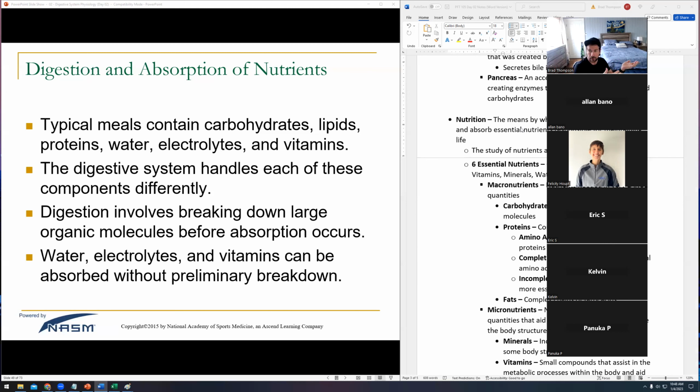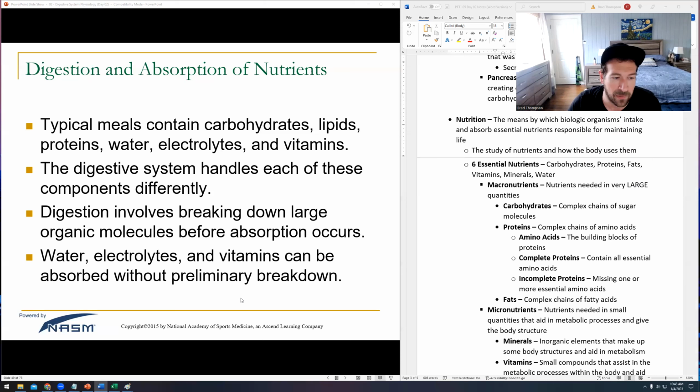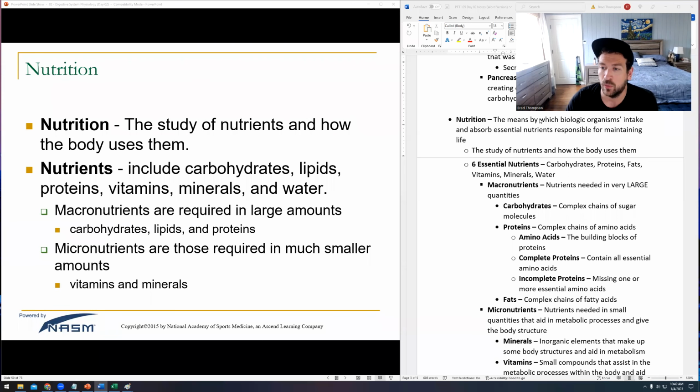Fat, kind of on the opposite spectrum, very easy to break down. Carbohydrates, somewhere in the middle. So they all get broken down in different ways. They all dissolve in different capacities. But when we're talking about nutrition, we're talking about the means by which some organism, you and me, is intaking nutrients. And those nutrients are responsible for us maintaining us, right?